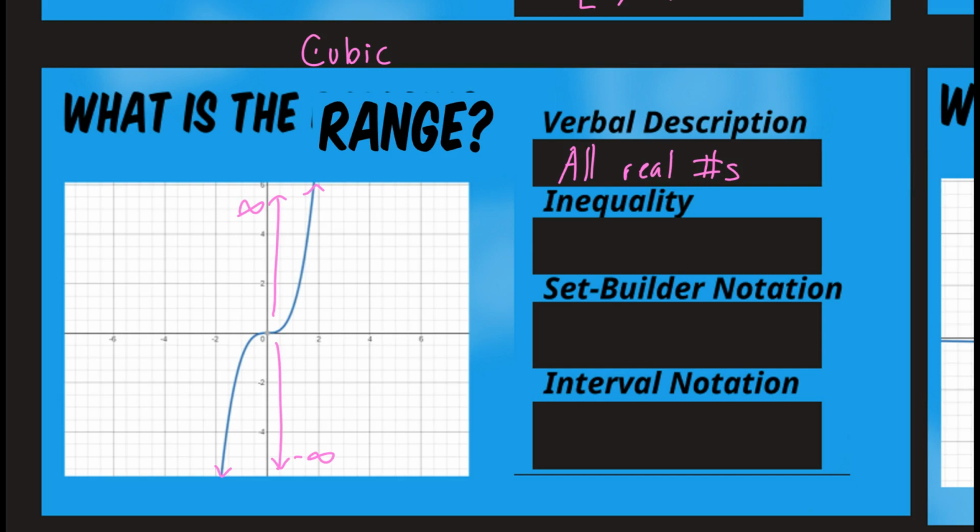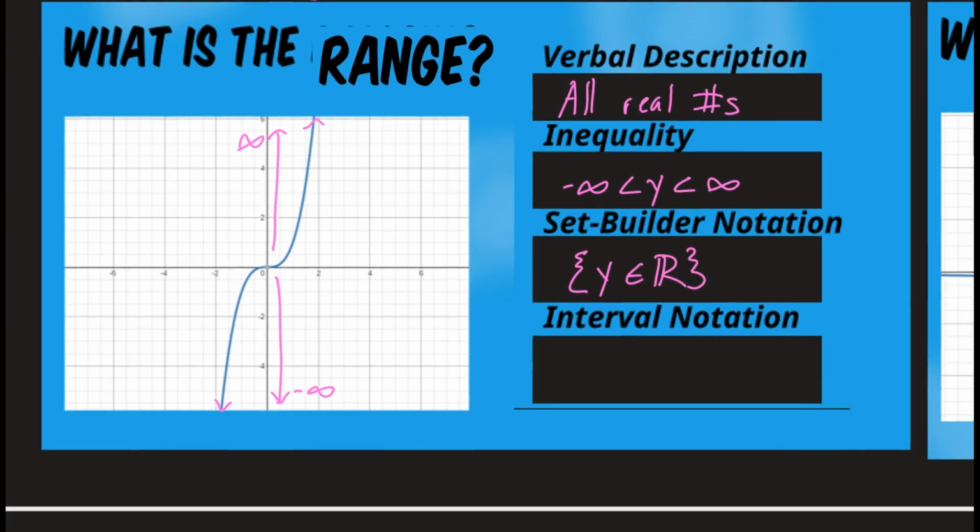In inequality notation, our lowest value is negative infinity. We can't equal negative infinity, so it's just a less than symbol, y, another less than symbol, infinity. It goes from negative infinity to infinity. Set builder notation, so you do a squiggly bracket: y is an element of all real numbers. Interval notation, our lowest value, and it's not equal to, is negative infinity, and our max y value is infinity.